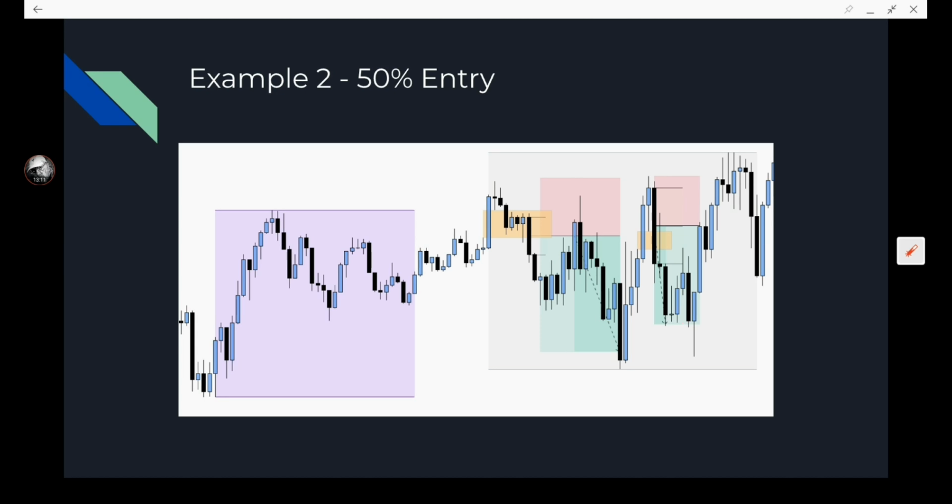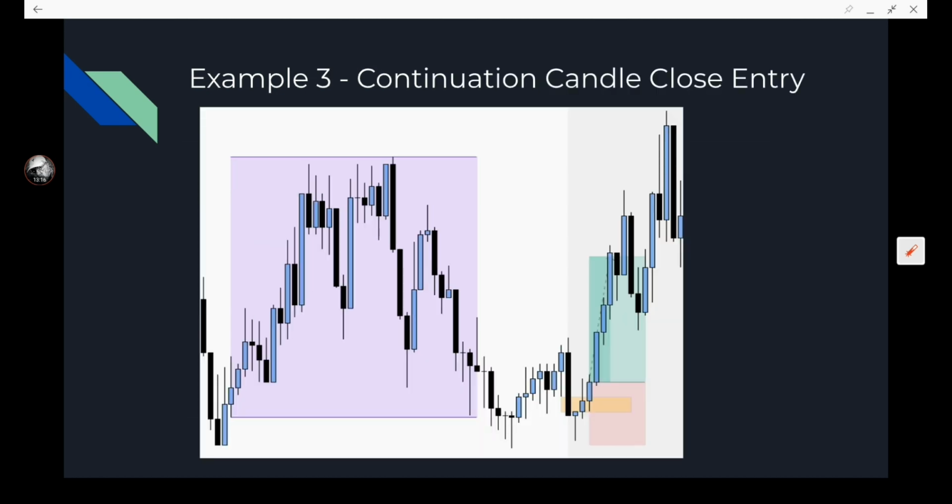So now we are moving to the third example, which is a continuation candle close entry. So this is a little bit different, and this is a little bit advanced, and is for the people who actually stick with this strategy, since it's not that easy to spot for the majority of people.